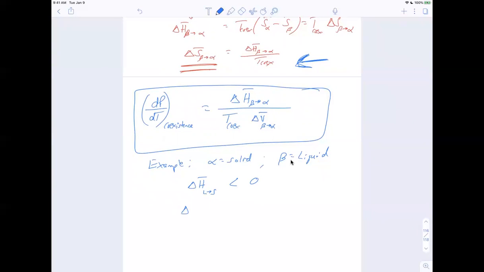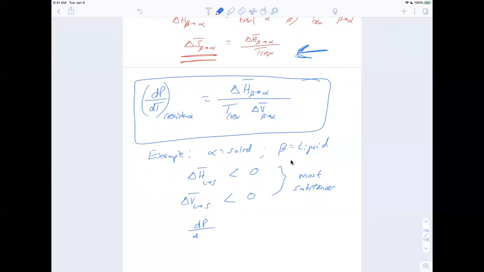And then delta V bar to go from liquid to solid. Usually things contract, and so this is also going to be less than 0, except for ice in a very special range of temperatures. But these two conditions hold for most substances, except for water, which is special because of its hydrogen bonding. So we see here that dP/dT along coexistence is going to be greater than 0.